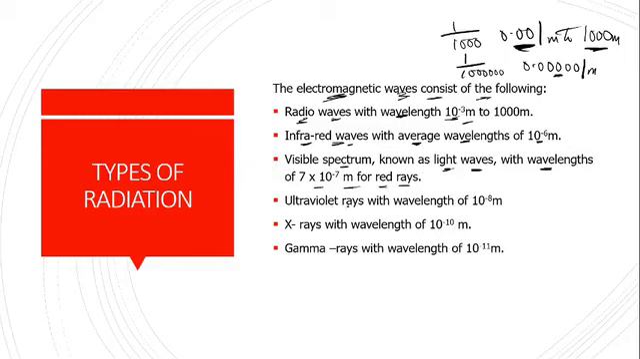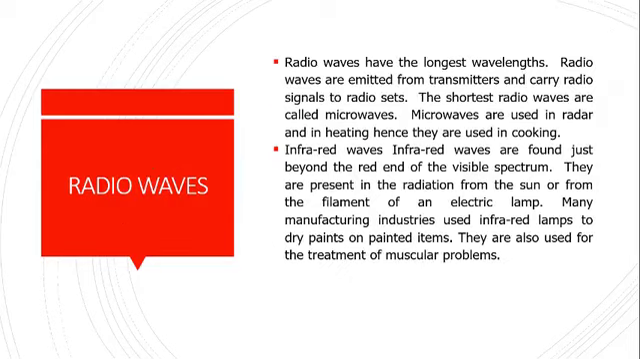And then another kind of electromagnetic waves we have is the ultraviolet rays. Ultraviolet rays have wavelengths of about 10 raised to power minus 8 meters, very small wavelengths. And then X-rays have incredibly short wavelengths of about 10 raised to power minus 10 meters. And then gamma rays have the shortest wavelength of 10 raised to power minus 11 meters. So these are different types of electromagnetic waves which come under radiations, and they are very, very important. Now let's look at them critically one after the other.